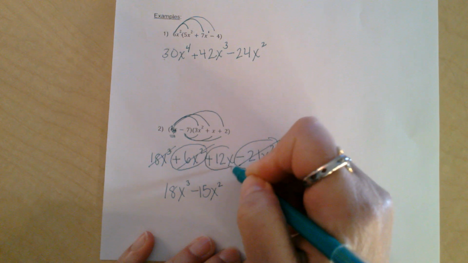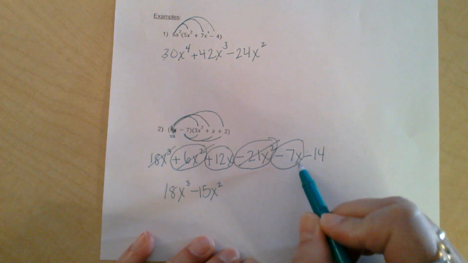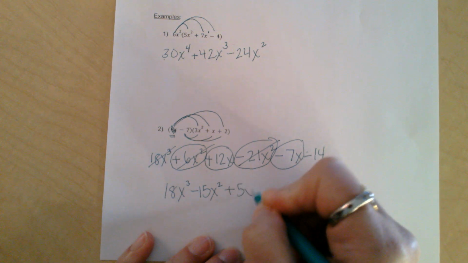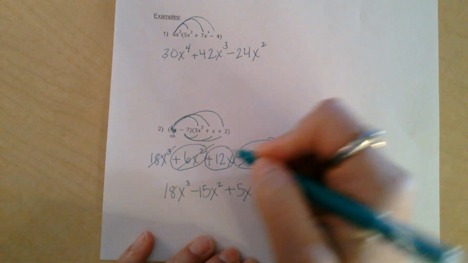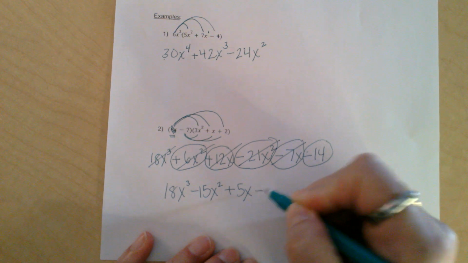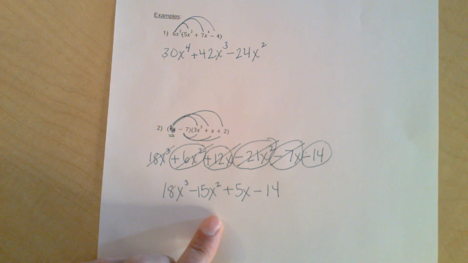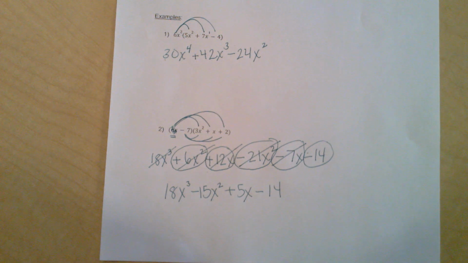Our next highest I see is 12x minus 7x. 12x minus 7x is going to give us positive 5x, so plus 5x. And our last term is going to be minus 14. So we do have decreasing exponents. We have nothing else in common, no other like terms. So it's just 18x cubed minus 15x squared plus 5x minus 14.